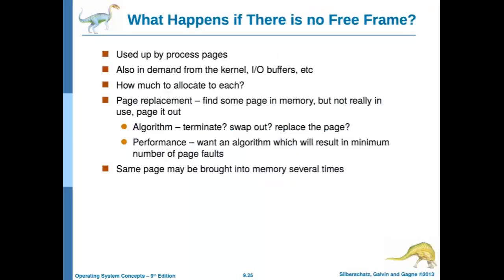That means we need to select some pages from main memory and take them out to the swap, that is a page out, and whichever page you want to load will then be available in that frame. Okay. So there are a few questions, like in this case, how much to allocate to each process.